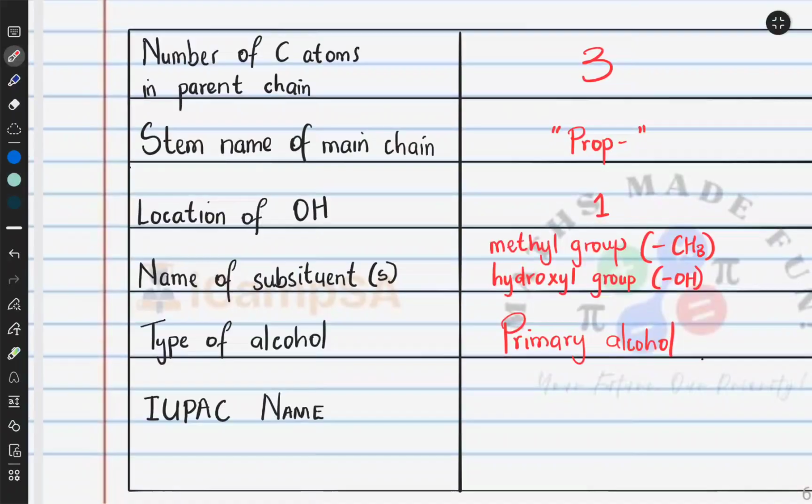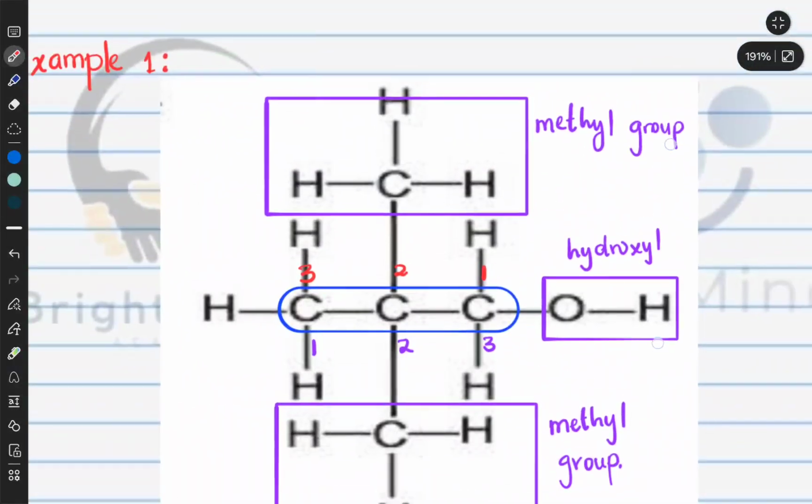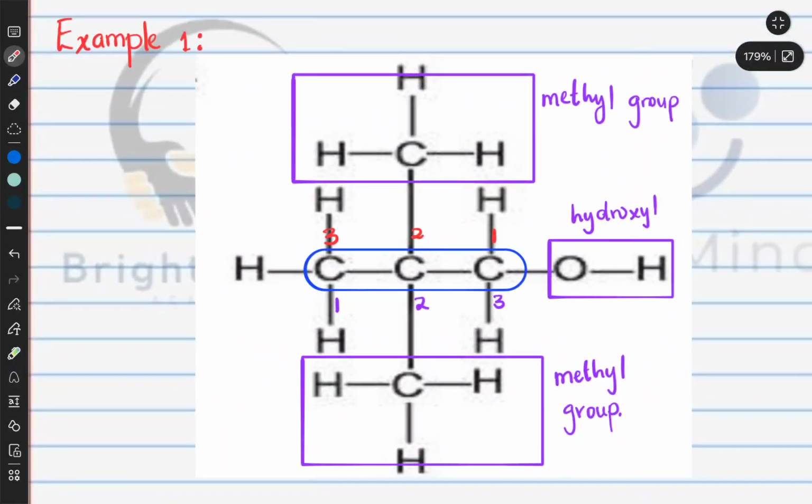Remember, with the IUPAC name, when we start naming, we have to prioritize the alphabetic arrangement of these things. So what comes first? Is it M or is it O? Let's do this.